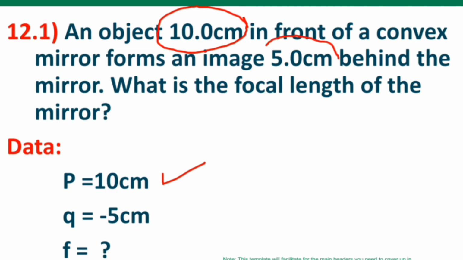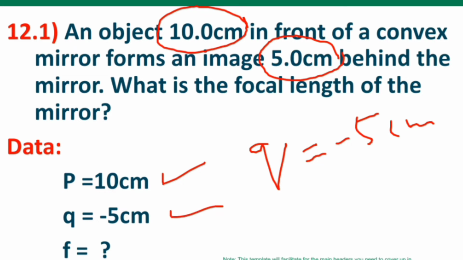Since the image is formed behind the mirror, it is a virtual image, and for the virtual image we will take image distance as negative. q is equal to minus 5 centimeter, and we have to find the focal length of the mirror.